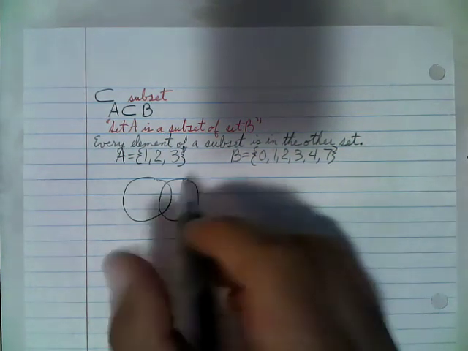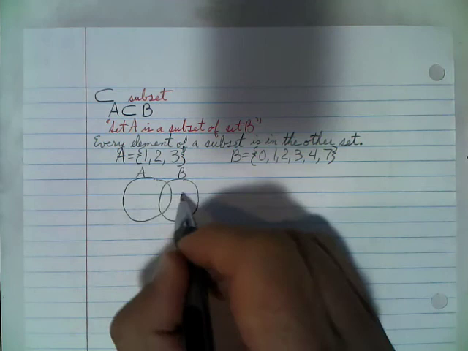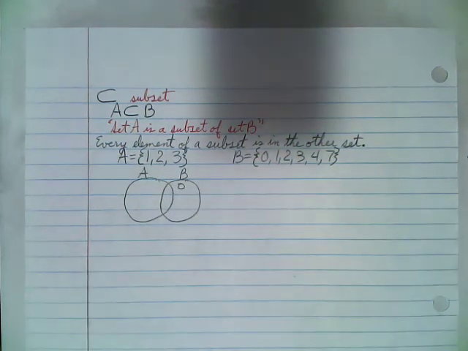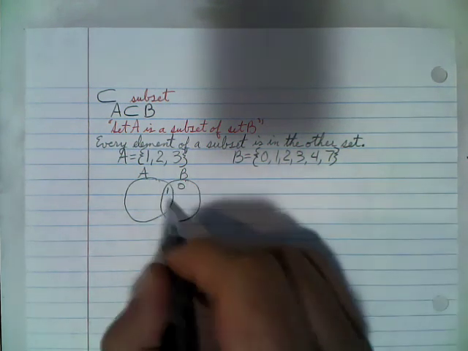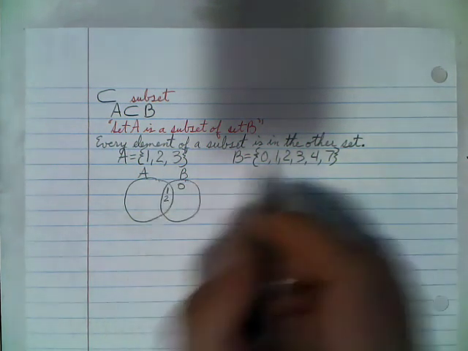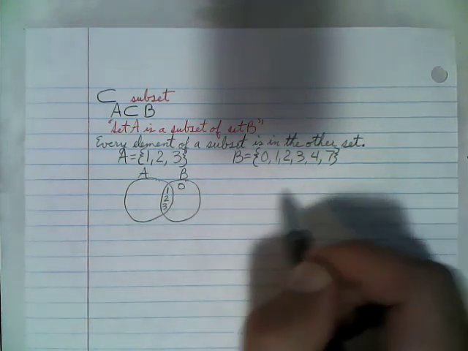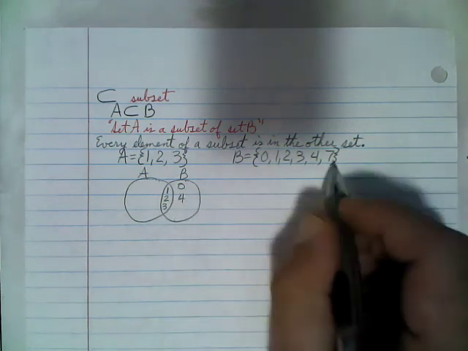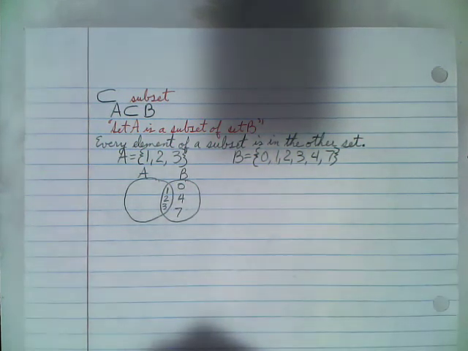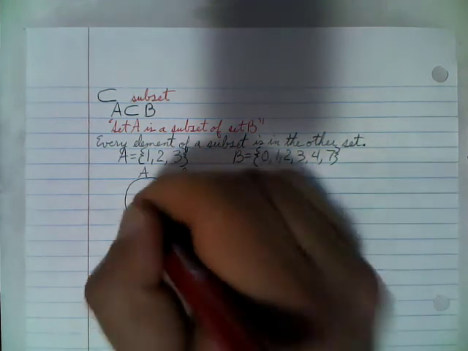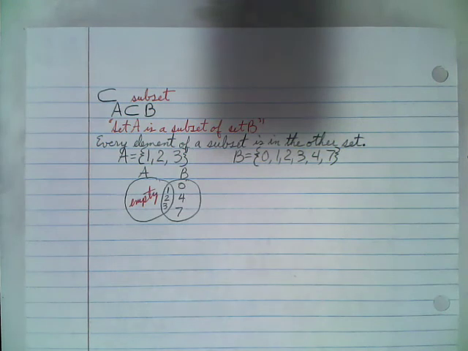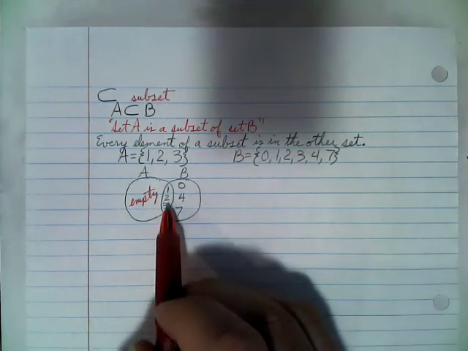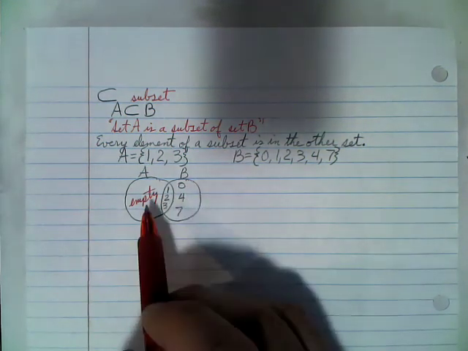So we have 0 that only exists in set B. We have 1 that exists in both of them. We have 2 that exists in both of them. 3 that exists in both of them. 4, which is only in B, and 7, which is also only in B. And so in order to be a subset, if A is a subset of B, then this should be empty. And it is. So everything that A has is also in B.